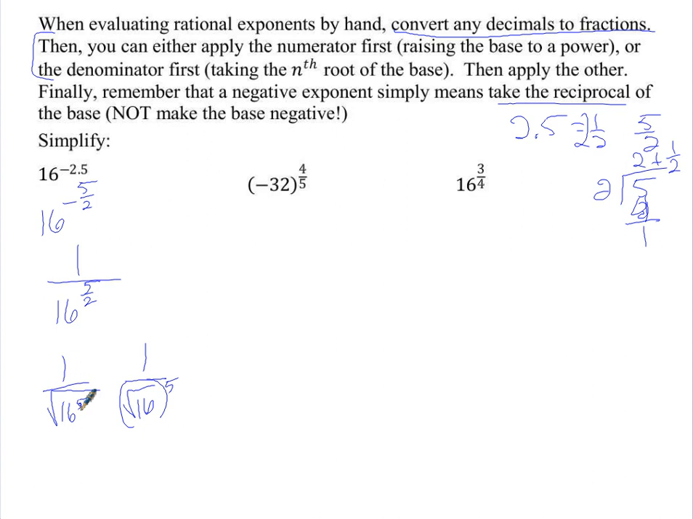But that's terrible. I don't want to do that. I'd much rather do this. So that's why this little sentence right here is so important. In this case, I can take the square root of 16 first, and then raise that to the 5th power, and that's exactly what I'm going to do. So I have 1 over 4 to the 5th power. That's 4 times 4 times 4 times 4 times 4.